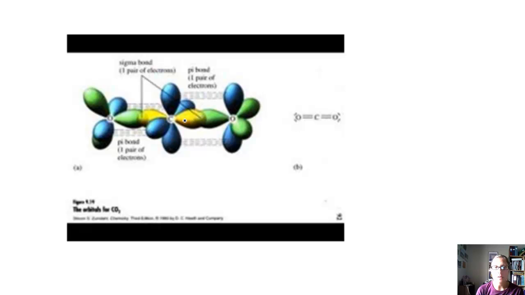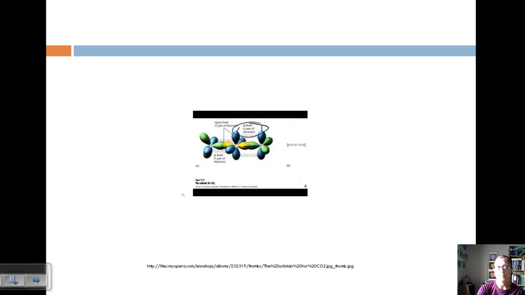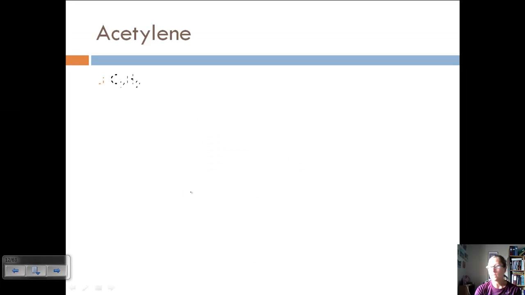And so here you can see what we just drew. Here's our carbon and oxygen. This is forming our sigma bond. Then we've got 1 from our oxygen and 1 from our carbon participating in a pi bond. And then we've got our other double bond on the other side here. Okay, let's keep moving on.